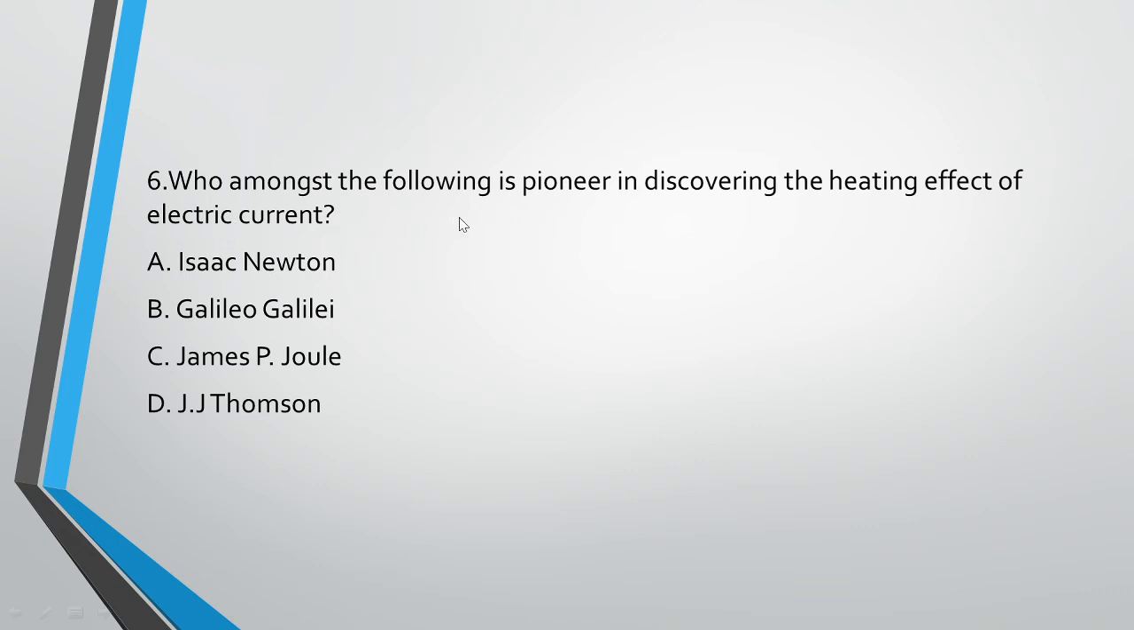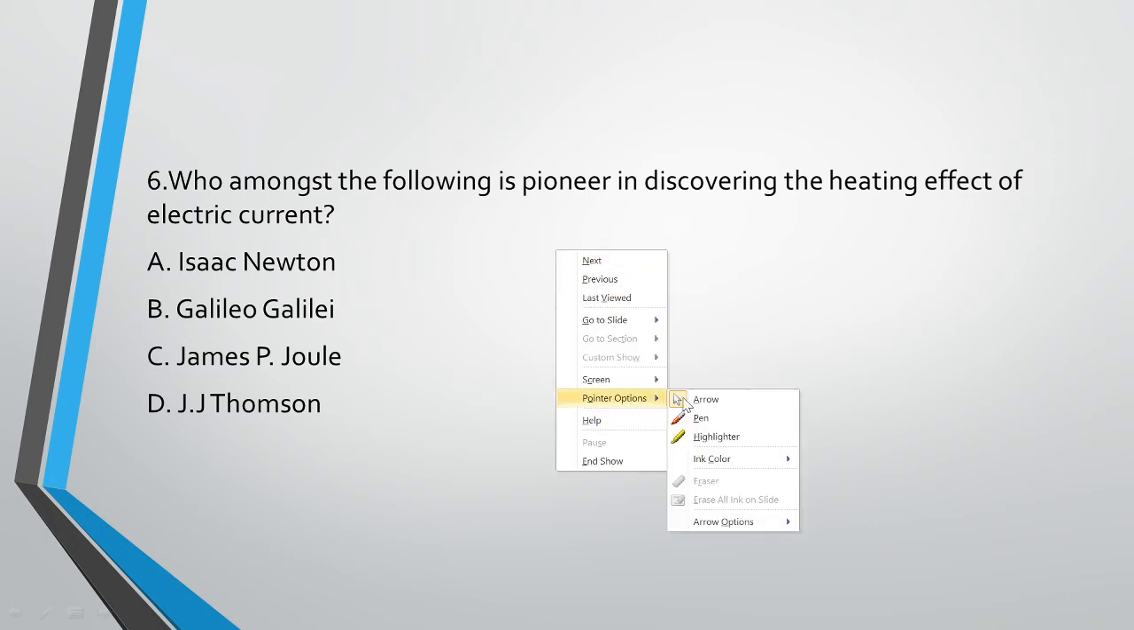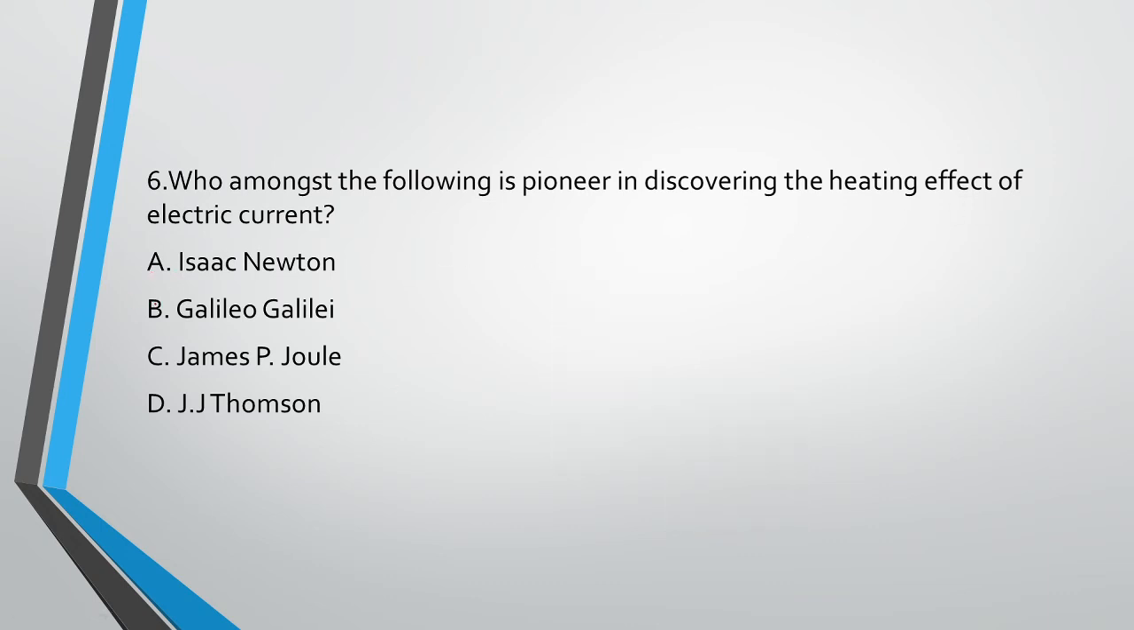Now, who among the following is the pioneer to discover the heating effect of electric current? Option A, Isaac Newton; B, Galileo Galilei; C, James P. Joule; or D, J.J. Thomson. The correct answer is option C, James P. Joule.